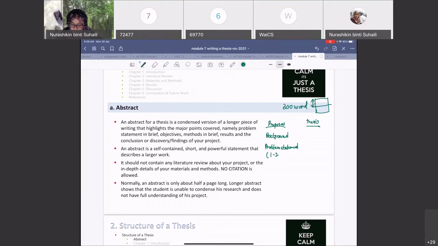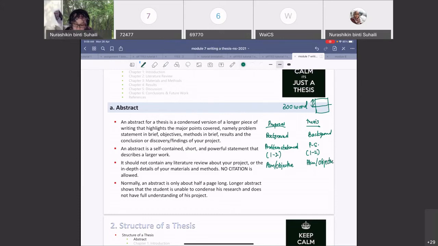Okay, for this one, the background is also needed. Problem statement is also needed, 1 or 2 sentences. And then you should say the objective, the aim or objective, in 1 or 2 sentences. This is also the same, aim and objective. You should also state it in the thesis abstract.